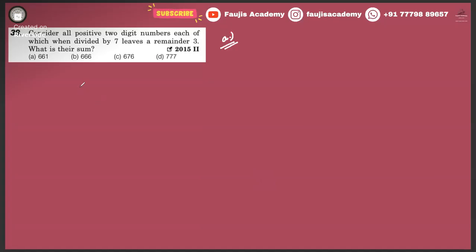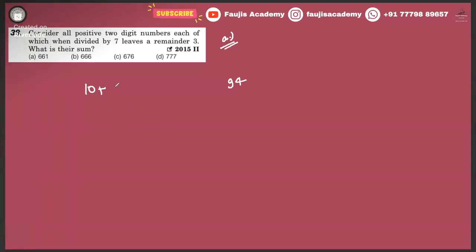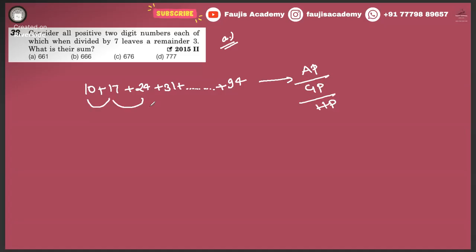10 is the least number, 94 the biggest number over here, which when divided by 7 leaves a remainder 3. Right. After 10, what is the next number? 17. Then it goes 24, 31. It goes on, right? This is in a progression. Which type of progression is it? AP, GP, or HP? Common difference is 7.